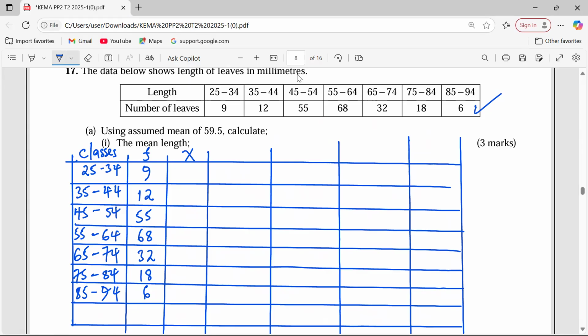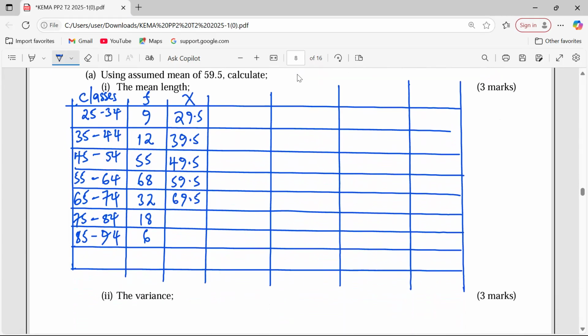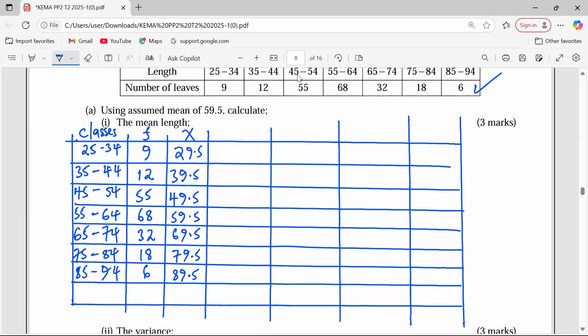For us to get the midpoint, we add the limits, then take the average. 25 plus 34 over 2 gives us 29.5. Then 35 plus 44, divided by 2, is 39.5, then 49.5, 59.5, 69.5, 79.5, and 89.5. So we now have all the midpoints.